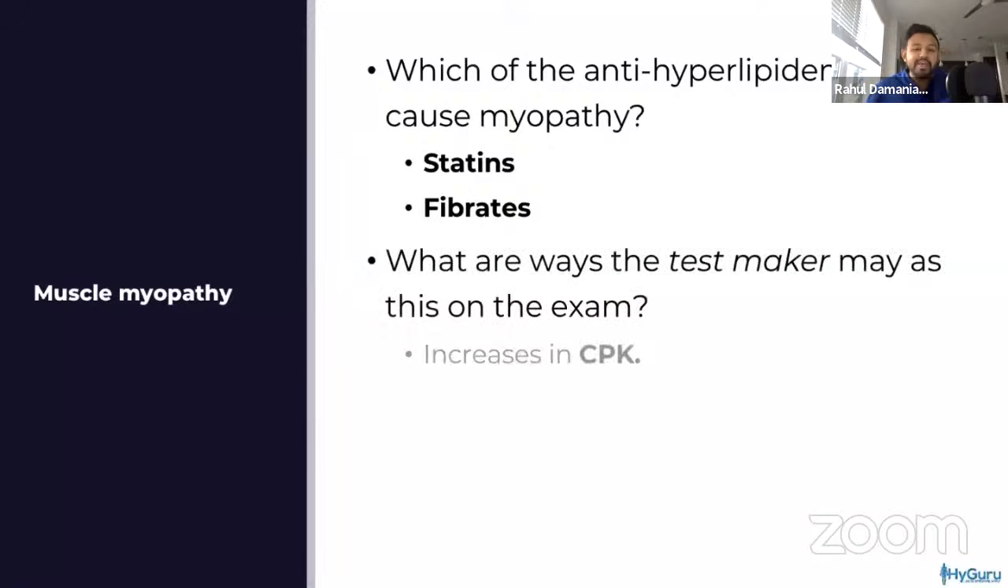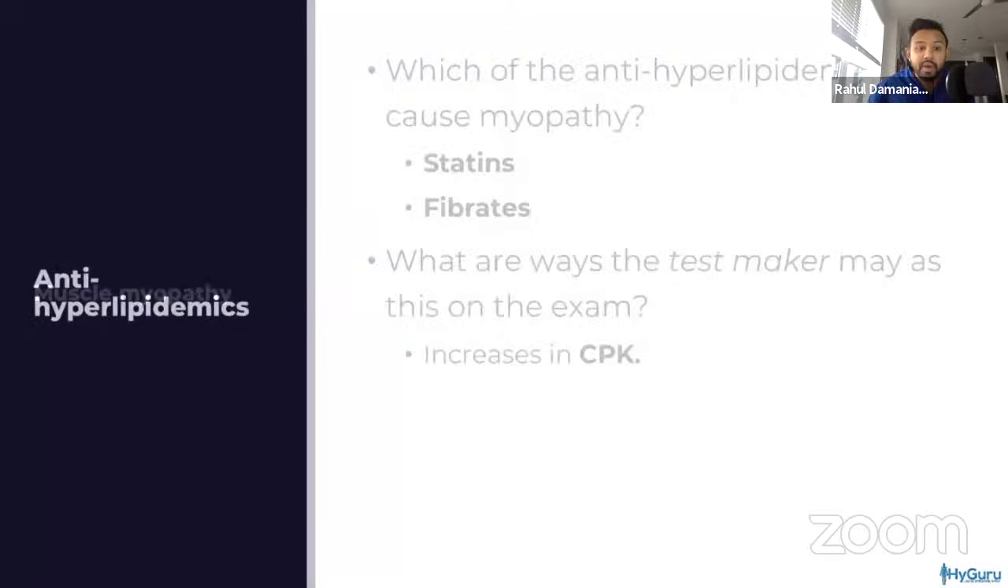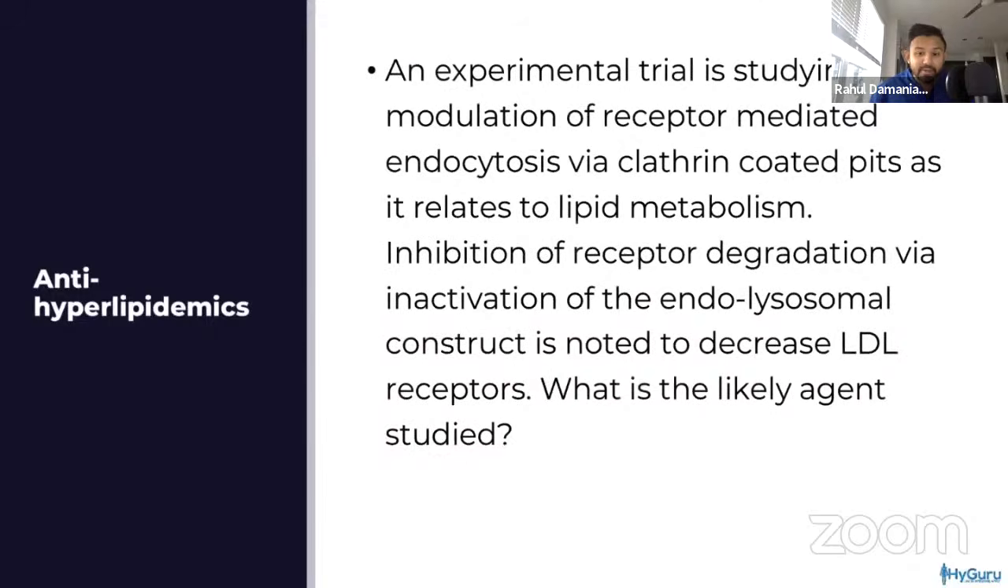And the way that test makers can attack this is they say increase in CK levels or CPK levels. These are going to be markers of muscle damage, as well as things like myoglobin. But I've really seen CK levels be tested a lot when it comes to not only rhabdo, but some other forms of myopathy. So when we're thinking about anti-hyperlipidemics, let's go through this very advanced question. And I don't want you guys to panic, but I'm going to walk you through this and see how there are some experimental questions that the USMLE can go for as well.